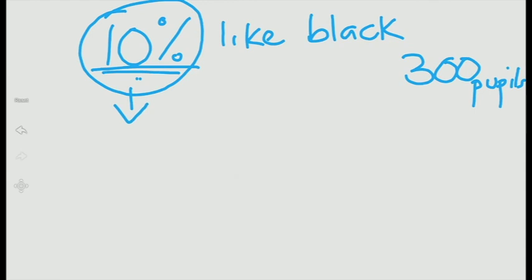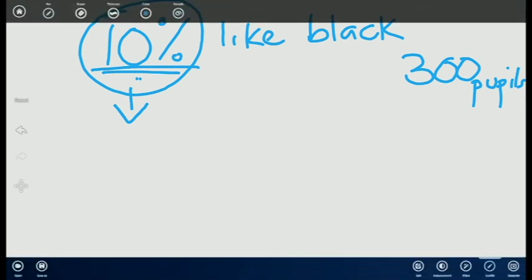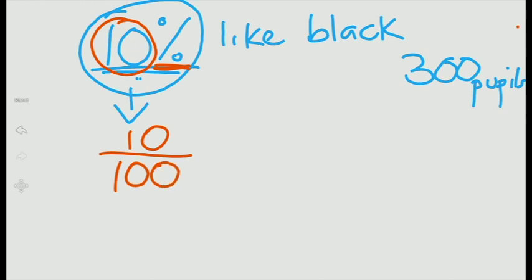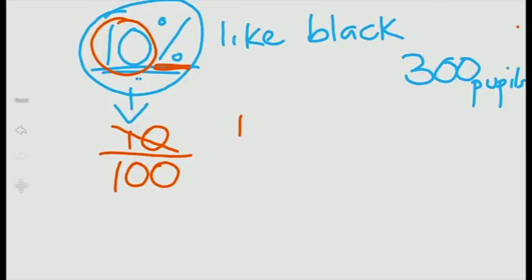Take your 10% and write it as a common fraction. Remember, we said you take the 10 as your numerator, and the percentage sign means over 100. Then you can simplify 10 over 100 by saying, how many tens here? 1. How many tens in 100? There are 10. This is 1/10.